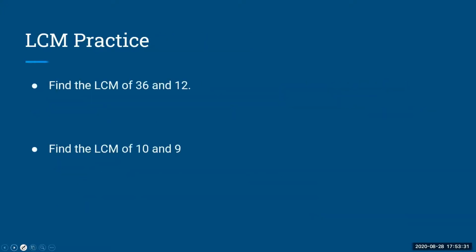Okay, little practice. Find the LCM of 36 and 12. This one should be really obvious because 12 times 3.